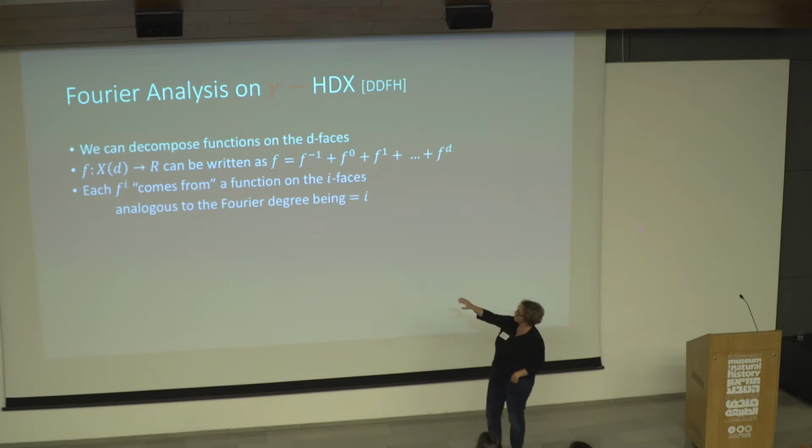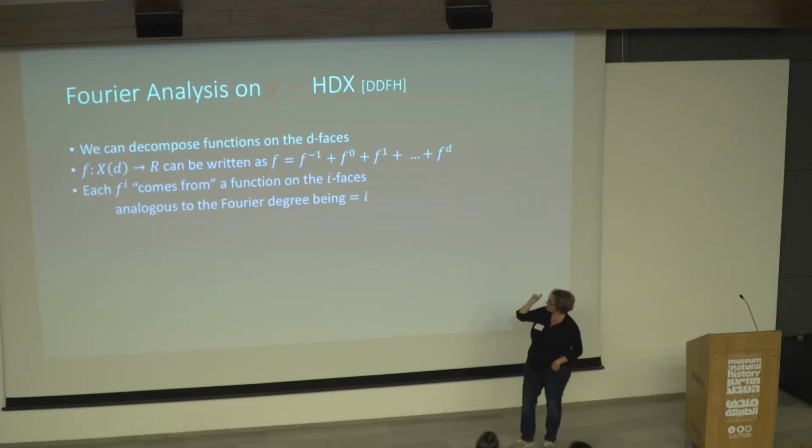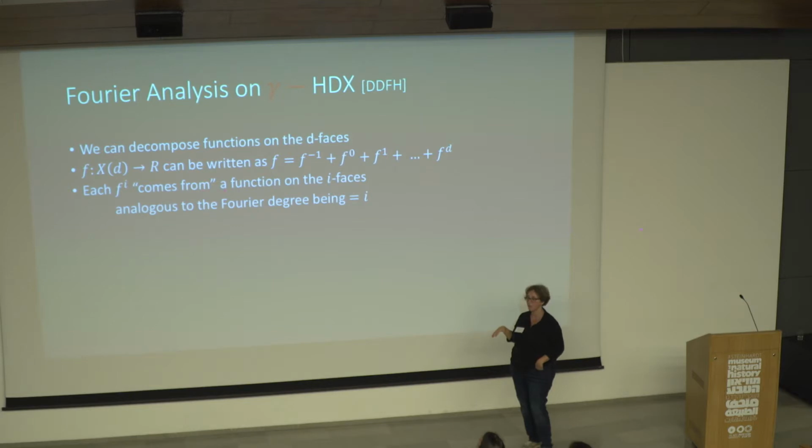I just want to say the way to think of it is that f_i is analogous to the part of your Boolean function that is Fourier degree i. D is the dimension. Suppose you're looking at a simplicial complex of dimension d. Maybe it has dimension more than d, but you're looking at dimension d, and you have a function there and a decomposition like this.